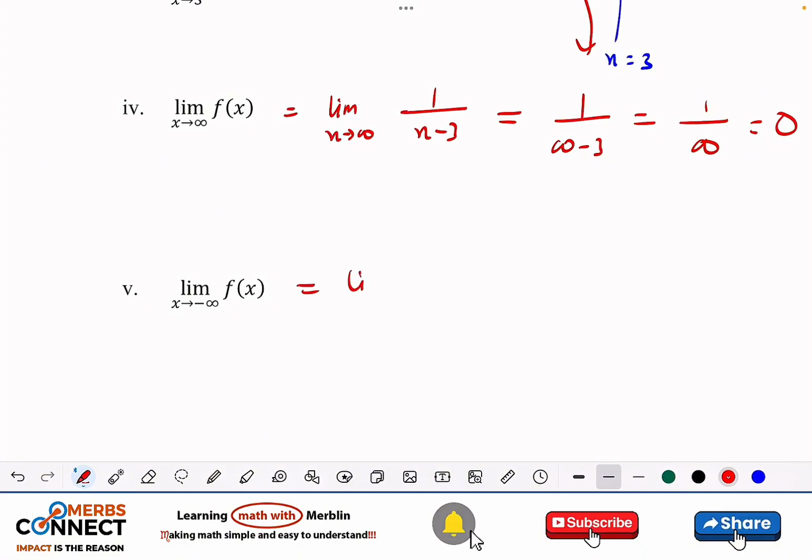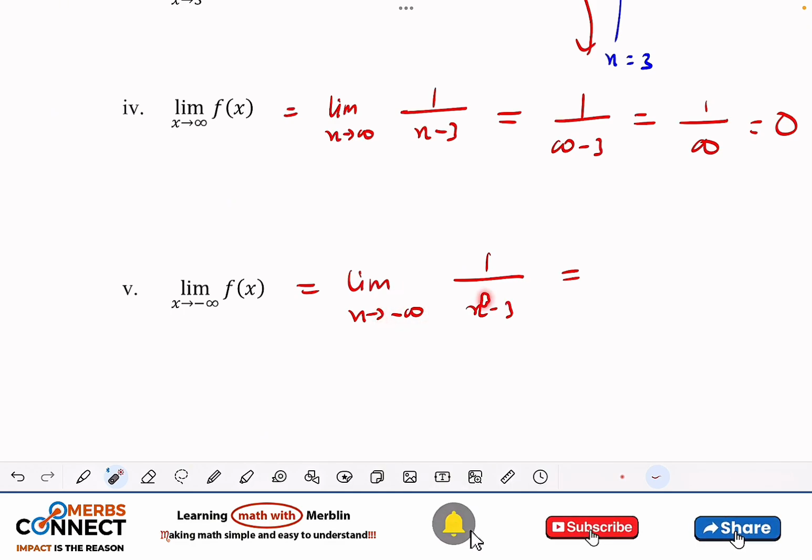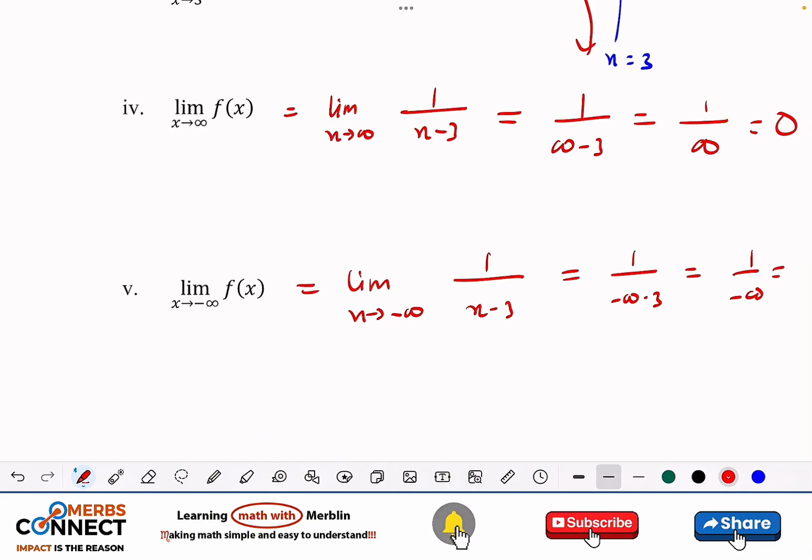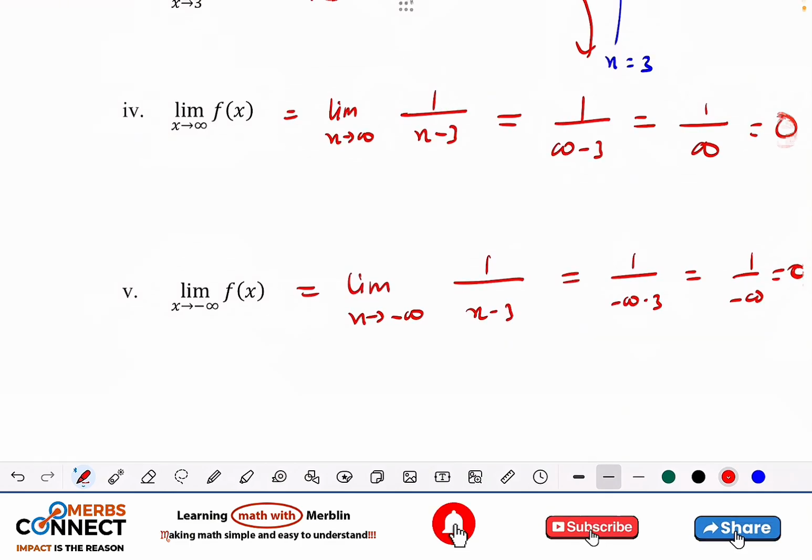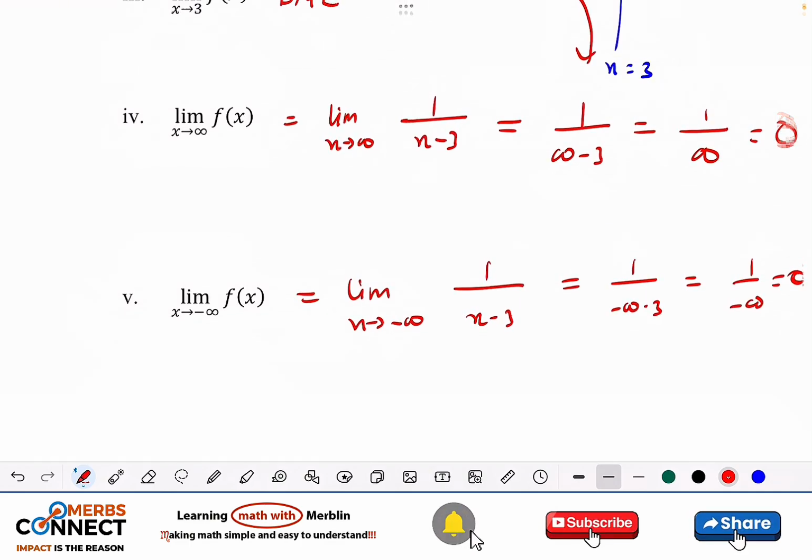Let's look at the minus infinity aspect. 1 divided by x minus 3. This is going to give us negative infinity because this one is odd. So we are going to have something like 1 divided by minus infinity minus 3, and this is still minus infinity, and this is also going to give us 0. The same thing at the end of the day.